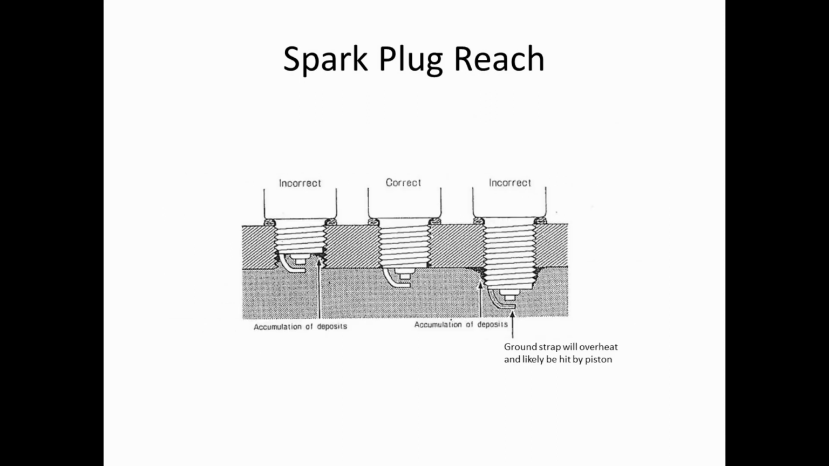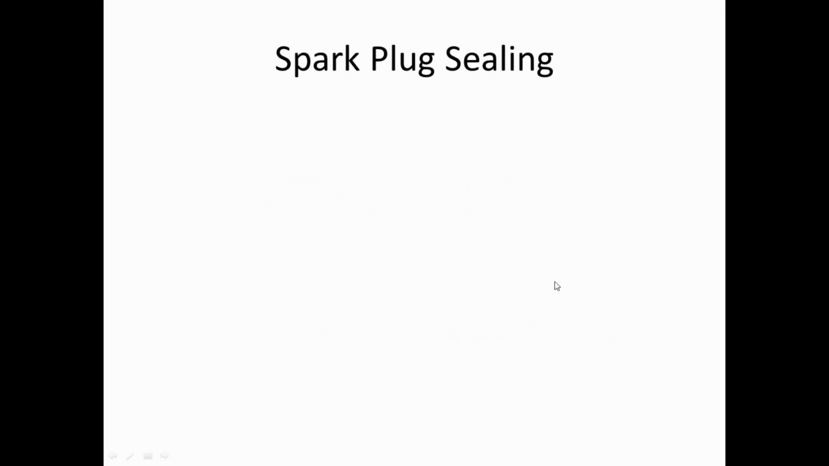piston. As you can see here, we have our spark plug reach. If it's too short, it's incorrect, it's way up inside the hole. Correct is where the base is basically level with the inside of the chamber. And too long, and you're going to get deposits around the threads. Like I said, if it even runs, most likely what's going to happen is your piston's going to come up and bash the spark plug. So spark plug sealing is kind of the last variation here.